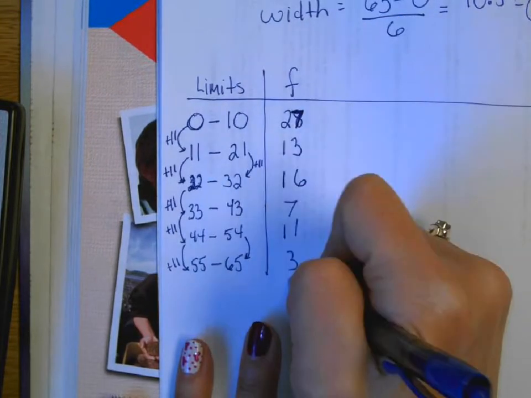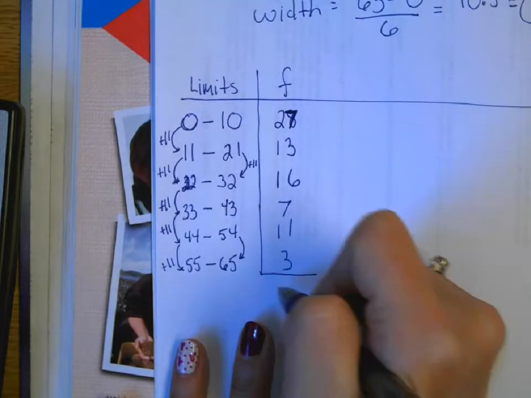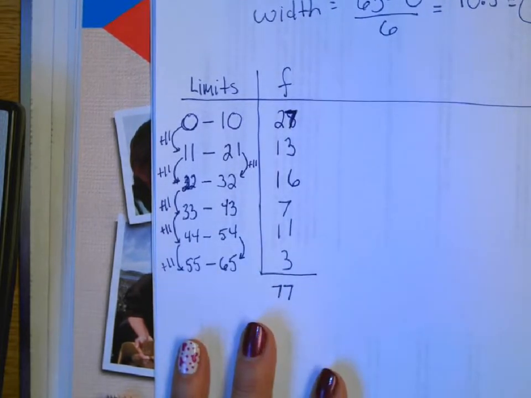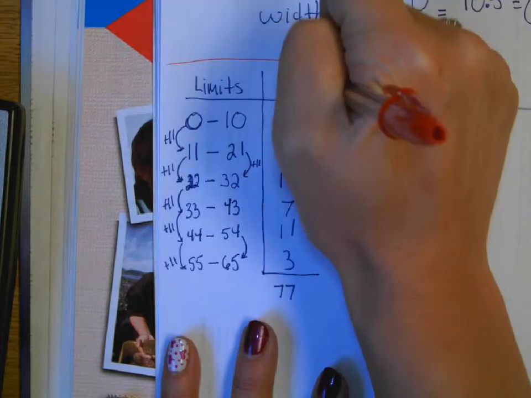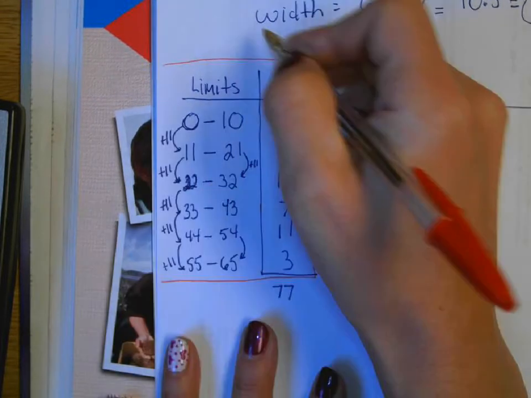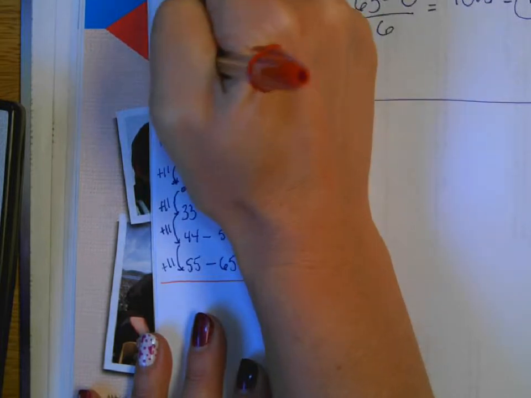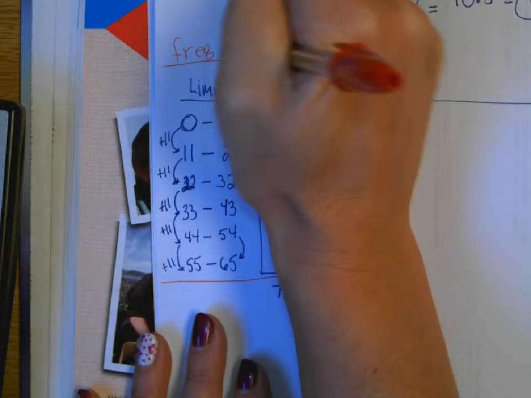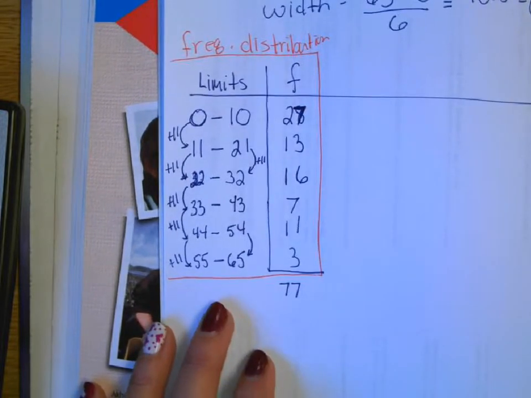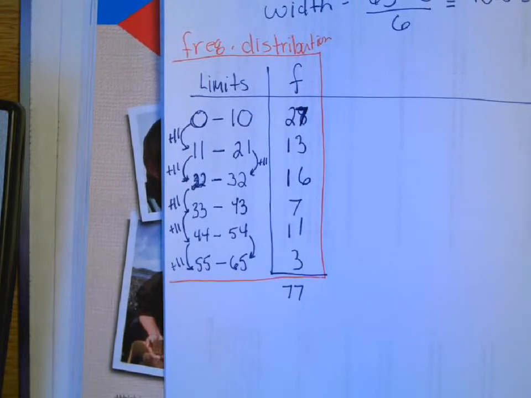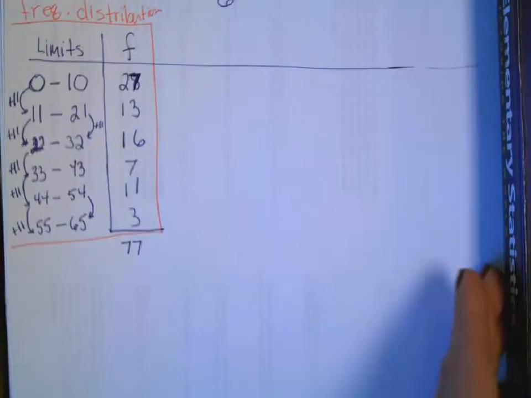Okay, so what should the frequencies add up to? 77 people. Yeah, 77. Okay, these 2 columns right here, this is your frequency distribution. It's that 2-column table. Now, because of the graphs we're going to make later on, we're going to add to this table. Down or sideways? Sideways. We're going to add 4 more columns to this table.